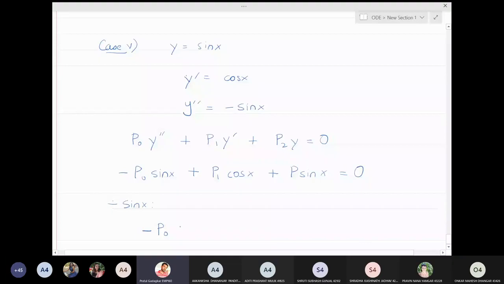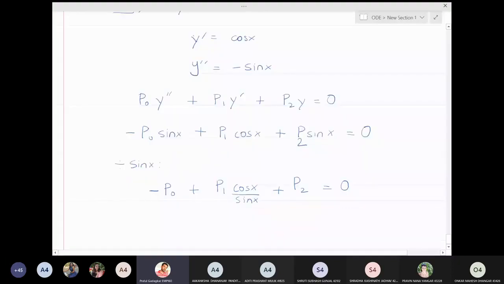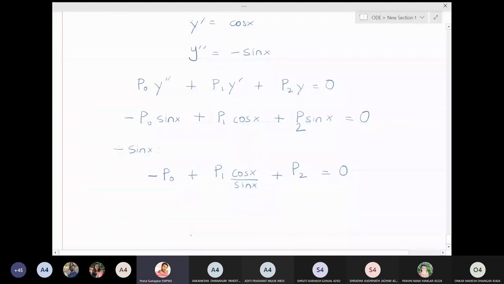Okay, now so minus p0 sin x plus p1 cos x by sin x plus p2 is equal to 0, and what am I getting? I'm getting minus p0 plus p1 cot x plus p2 is equal to 0. I think I'm going correct. If there is some minor correction, please do it.